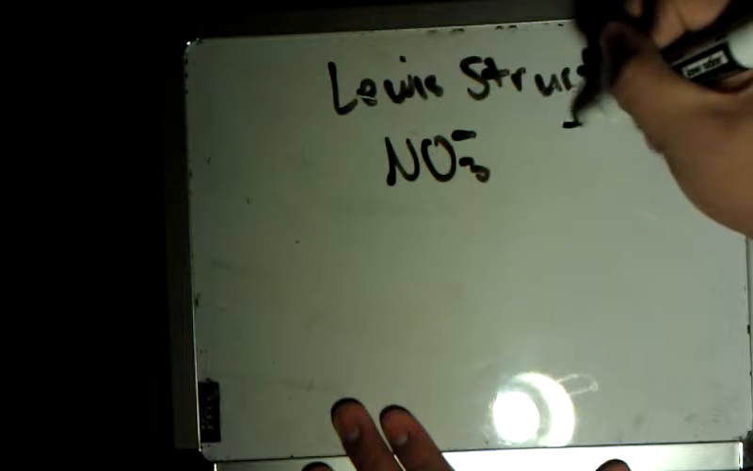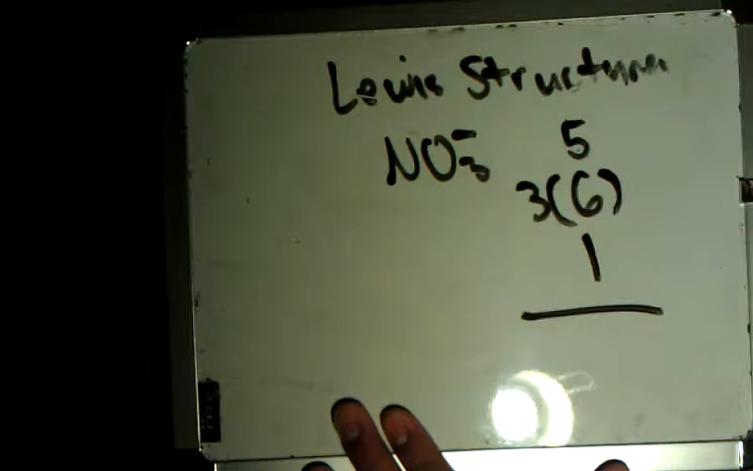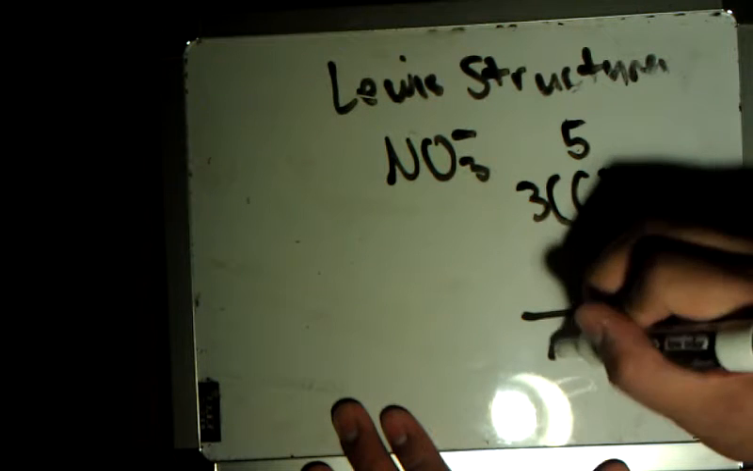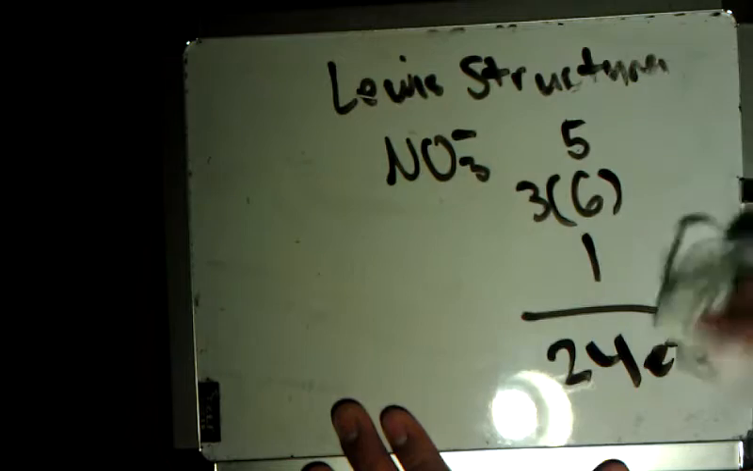So we know that N has 5, oxygen has 6, but we have 3 of them, so 3 times 6. And we have a minus charge right there. And once we add all those up, we know that we have 24 electrons. So that's the first step.